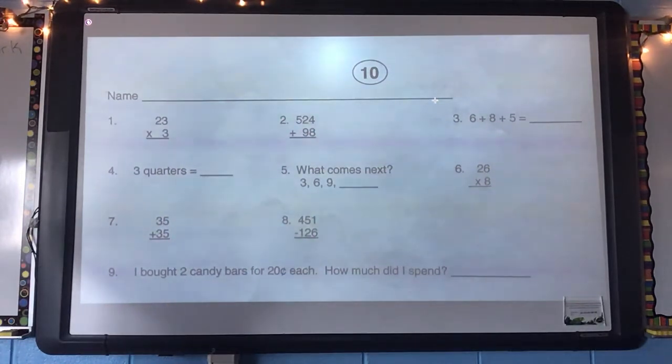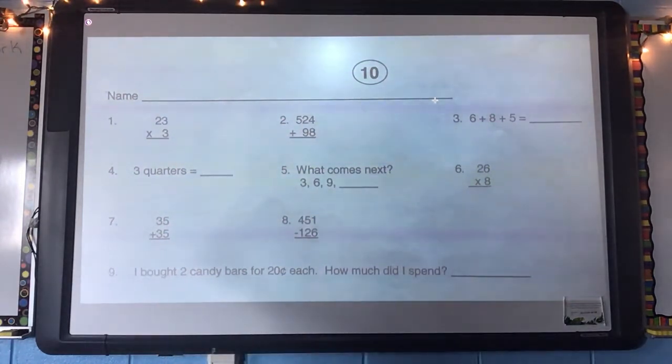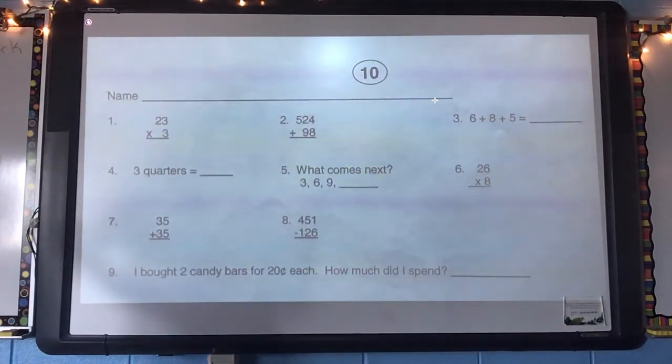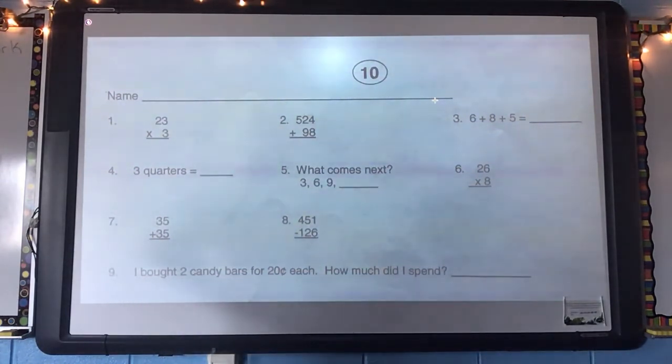Number 1. 23 times 3 is? 69. Very nice. Number 2, 524 plus 98. 622. Number 3, 6 plus 8 plus 5? 19. Number 4, how much is 3 quarters worth? 75 cents. Each quarter is 25 cents. So you can either do 25 plus 25 plus 25 or 25 times 3 to get 75 cents.